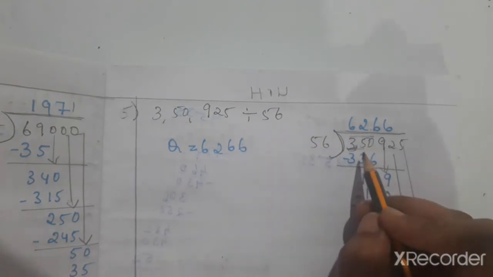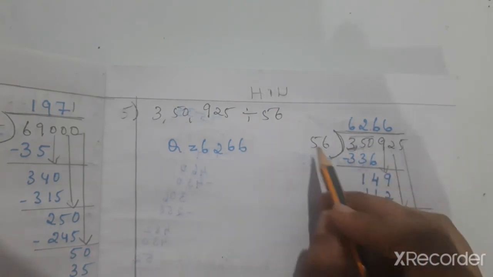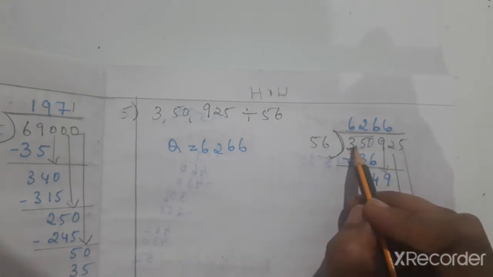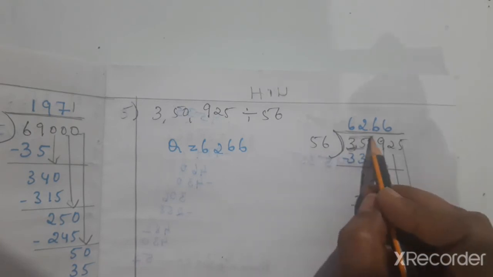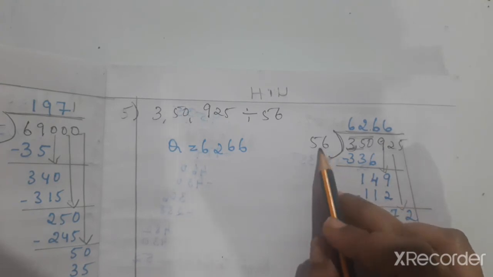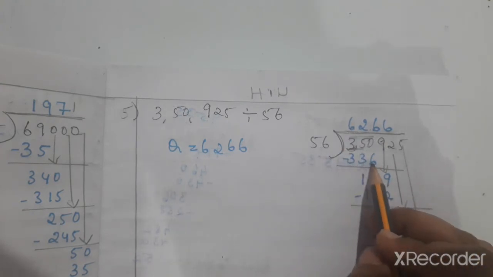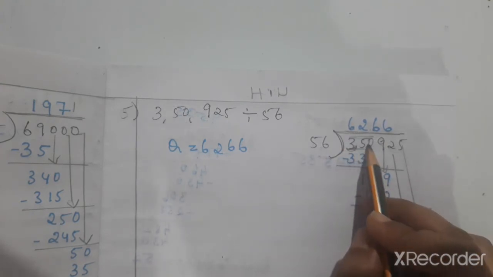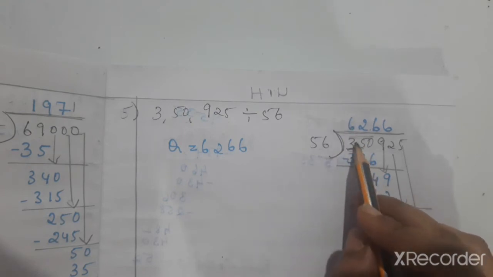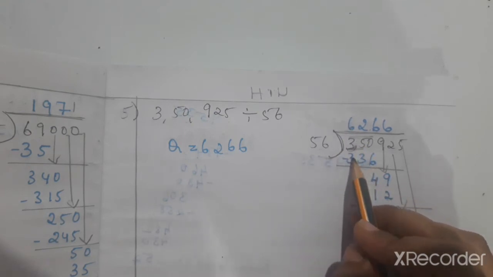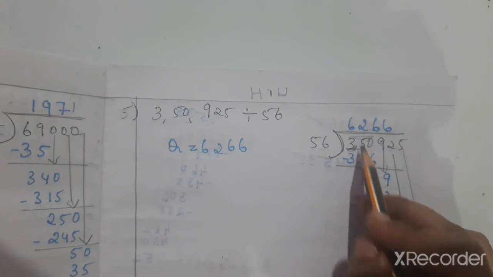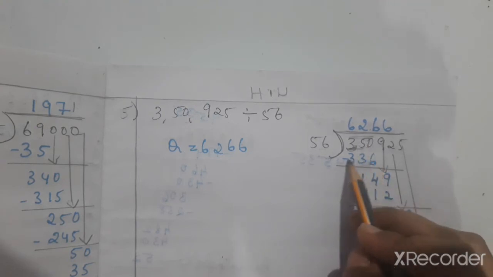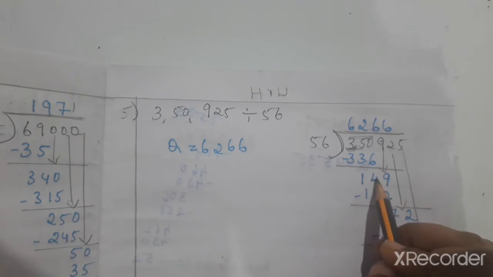3,50,925 divided by 56. The dividend is 3,50,925 and the divisor is 56. We can't take only 35 because it is smaller than this, so we have to consider 3 digits. The nearest is 56 times 6, which is 336, nearer to 350. 56 times 7 is greater than this number, so we take the nearer one, or if we get the exact number, we can consider that. Now subtract this. After subtraction, 14 is the answer.